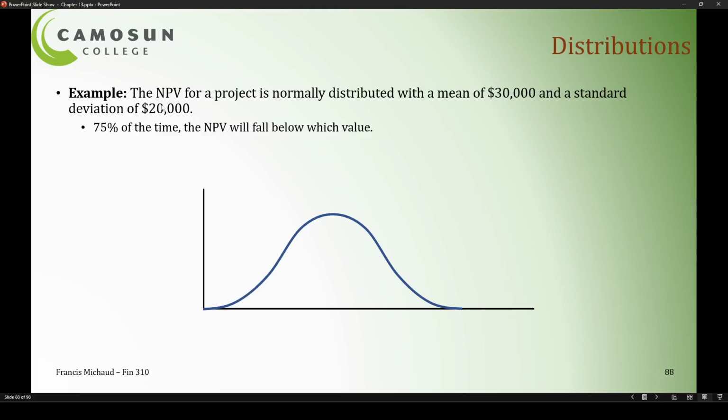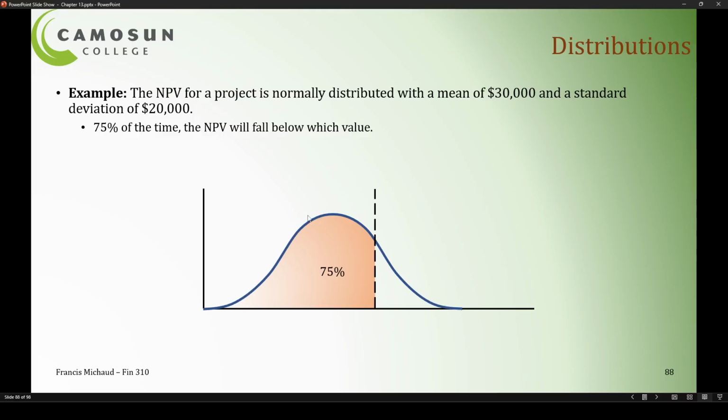Okay, last question. Suppose now we have the same project, right, with the same distribution, same mean and standard deviation, but now we don't want to calculate the probability that we fall below or above a value. We want to calculate what value, what NPV, will have 75% of the NPVs below it. So if I want to find a point here where this orange area is 75%. Okay, so how do I do that?